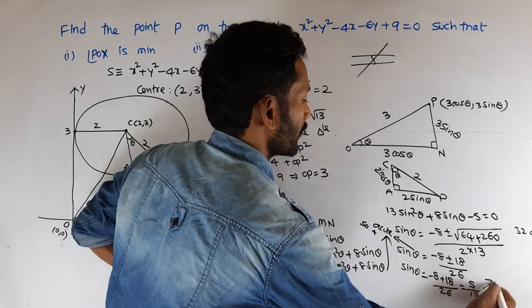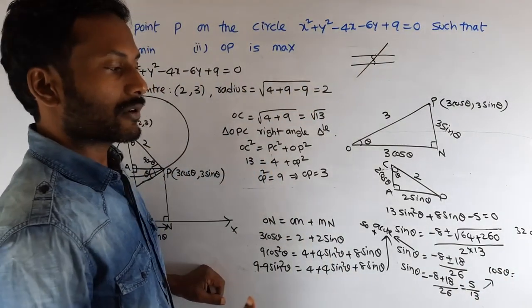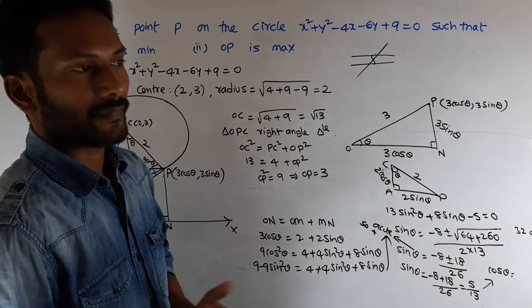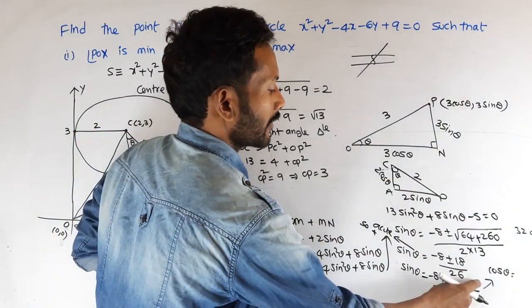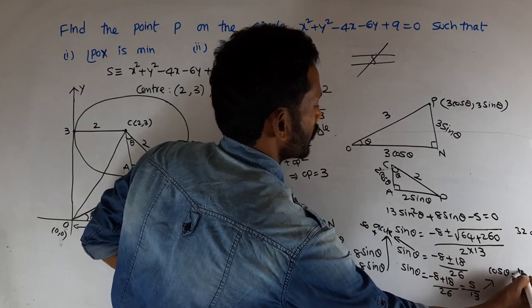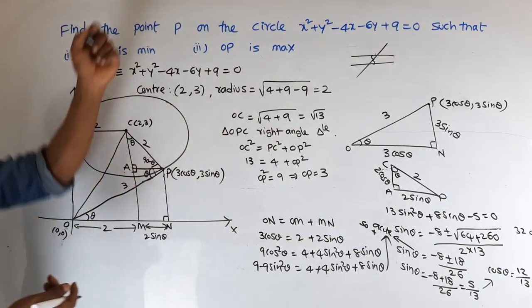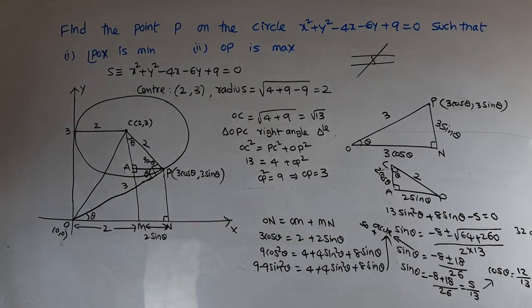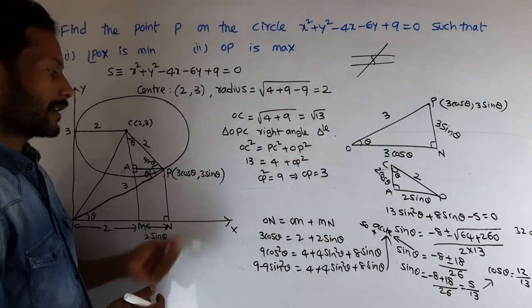So cos theta: 5, 12, 13 is a Pythagorean triple. 5 square plus 12 square equals 13 square. So sin theta is 5 by 13 and cos theta is 12 by 13, adjacent by hypotenuse. I hope you are understanding. Sin theta and cos theta are both available, so we can find point P.